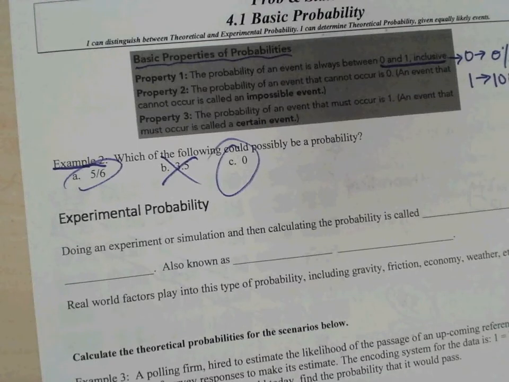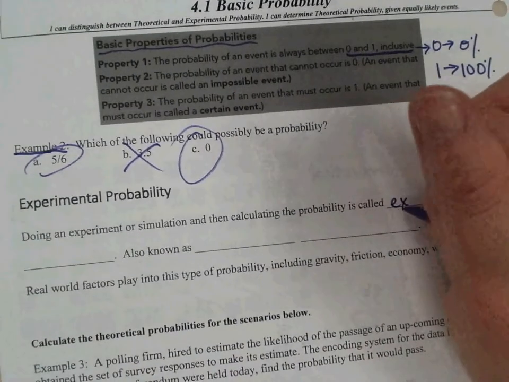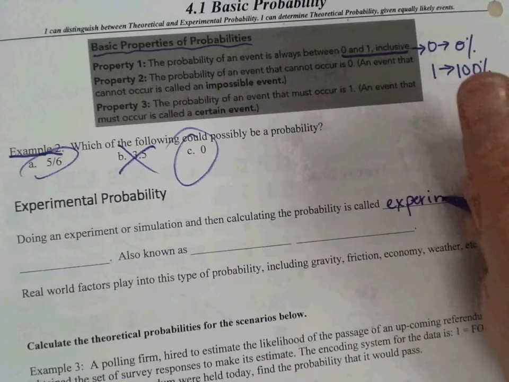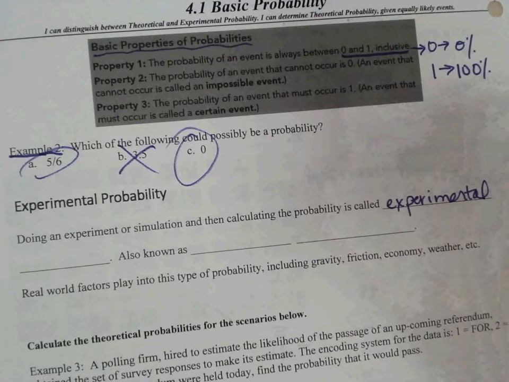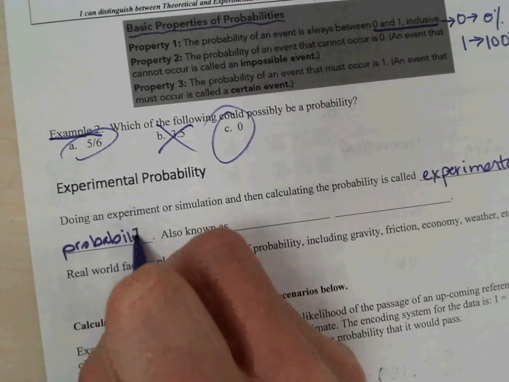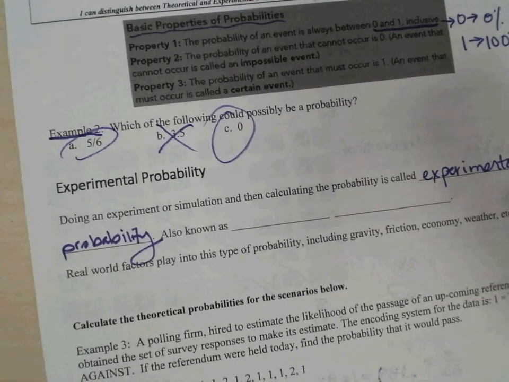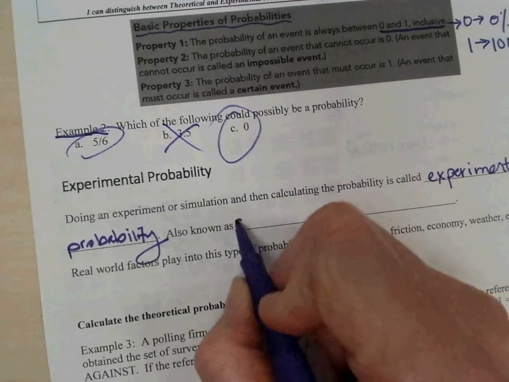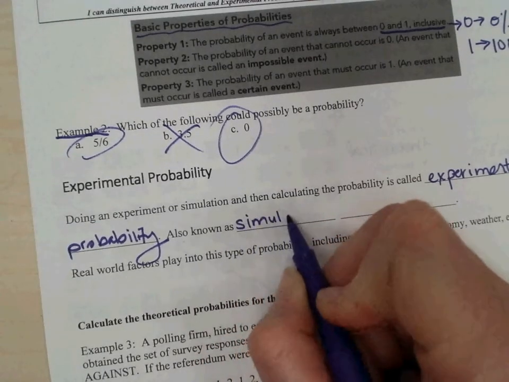Experimental probability, making a shift. Doing an experiment or simulation and then calculating the probability is called experimental probability. That's right. Also known as simulation probability. Yes, well done.